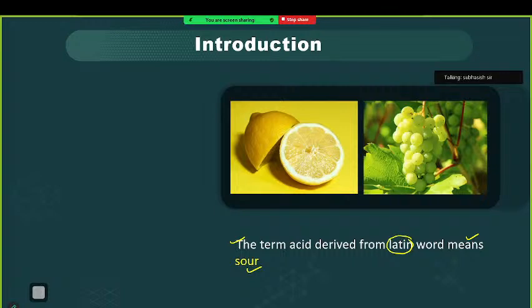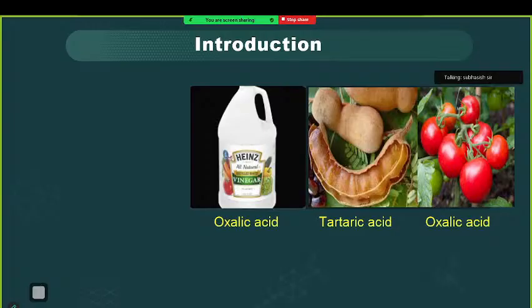And also if you consider the different types of natural acids, like this is vinegar. Vinegar is not oxalic acid, that is acetic acid. Here it is tartaric acid, and tomatoes contain oxalic acid. These are some important naturally occurring acids. Those acids come from living organisms, that is, some of the acids come from plants or some of the acids come from animals.